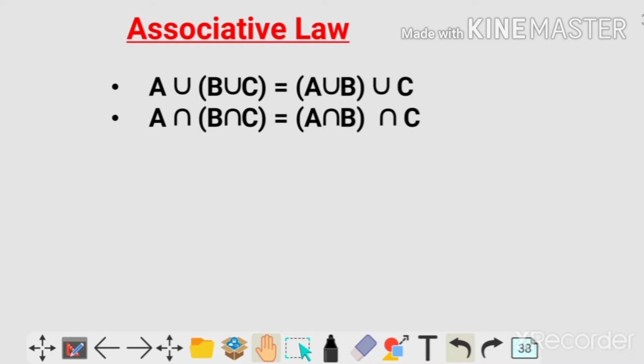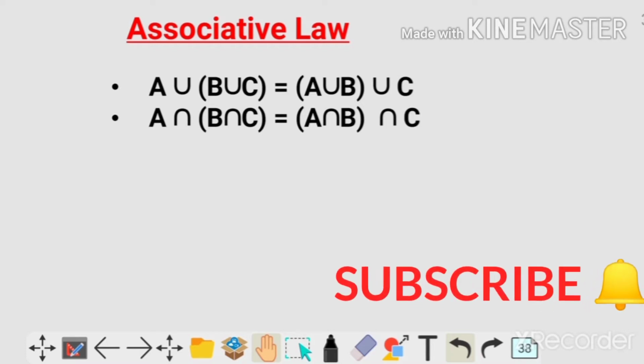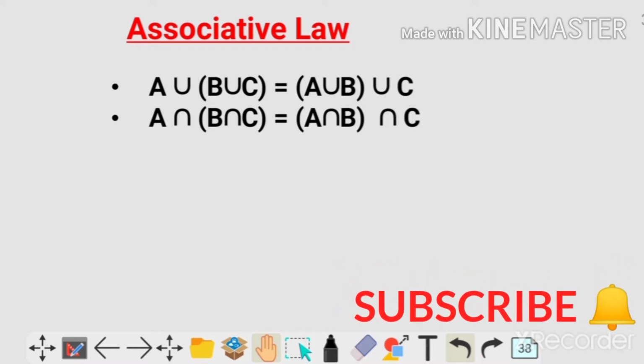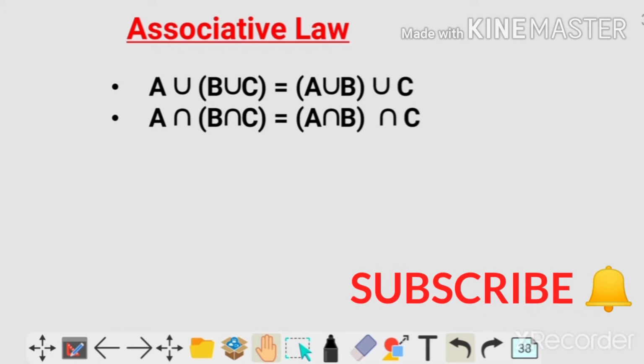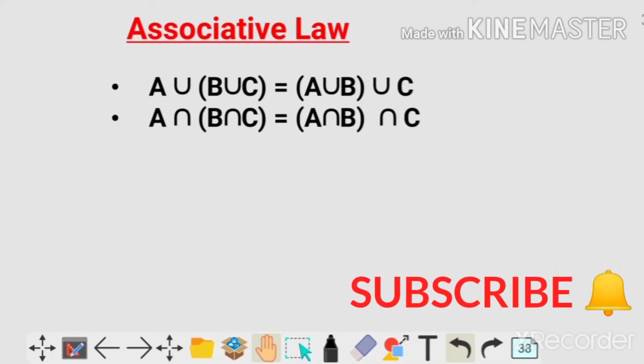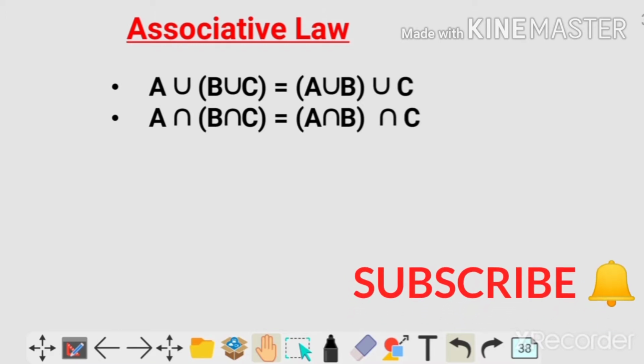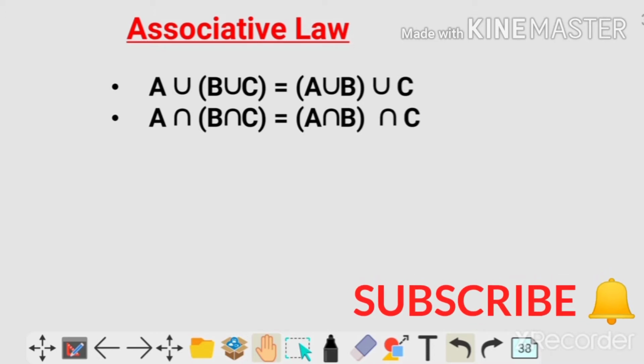But if I say you are not allowed to use the Venn diagram, but you have to prove this law, so how do you do this? So here in this lesson, we are going to learn about the proof of this associative law without Venn diagram. So without any further ado, let's get into the lesson.